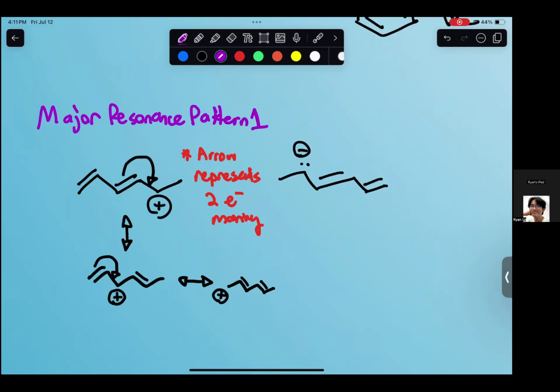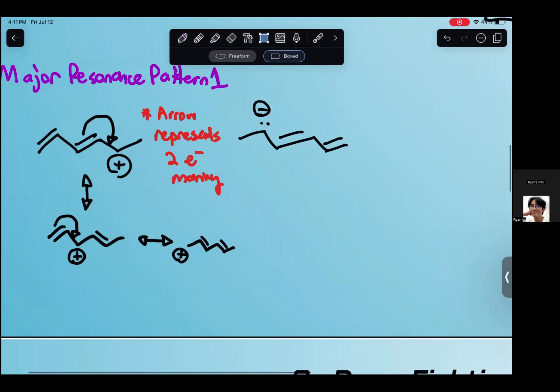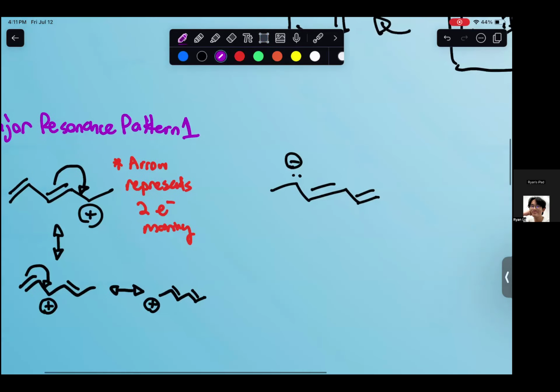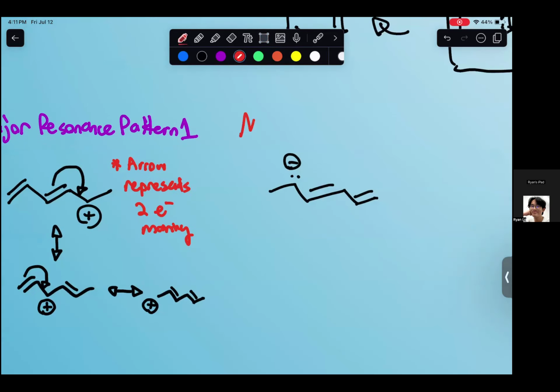I would say nearly 90 to 95% of all of the major resonance that you're going to be doing is going to either start off with a plus charge or a negative charge. And this is the first of these patterns. And so whenever you have a plus charge, usually it's pretty simple. You just move a bond around, and that's pretty chill for the most part. That's one of the easier ones. And then you have major resonance pattern 2.